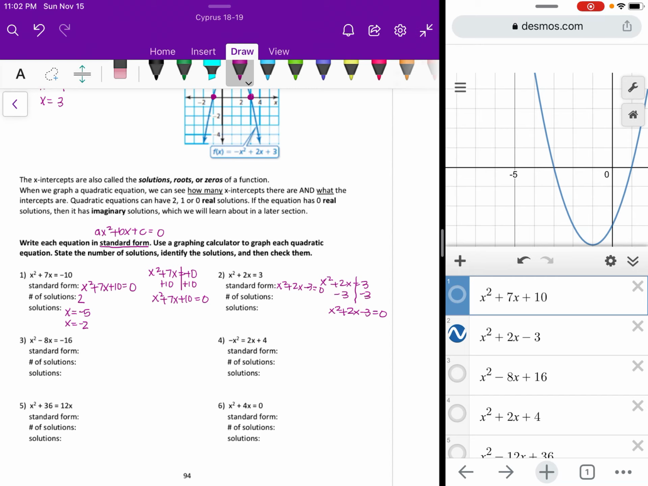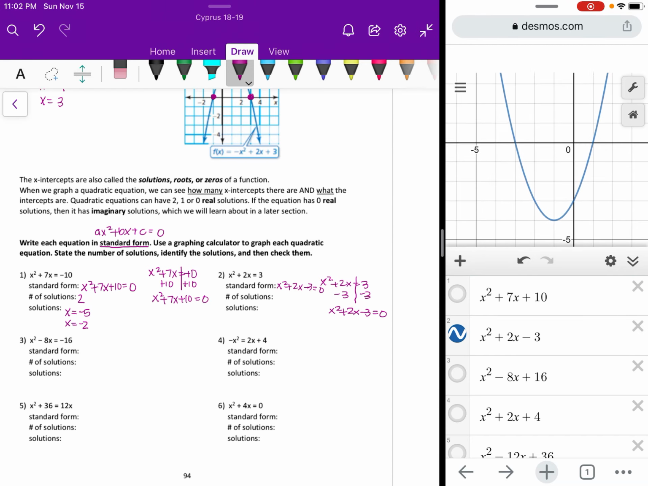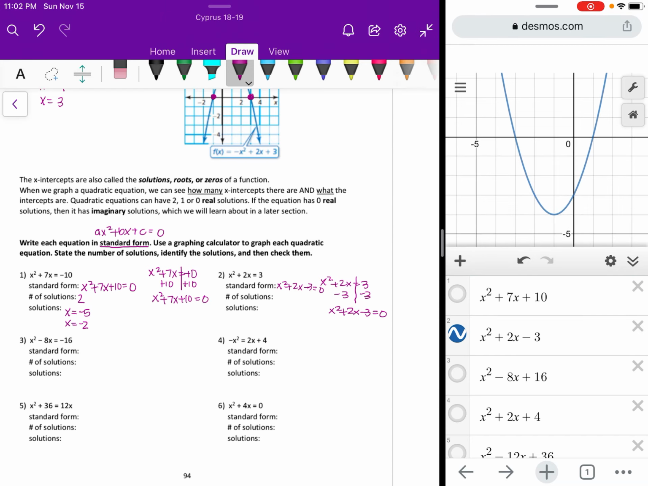I have that one pulled up next here on Desmos. x squared plus 2x minus 3. You don't have to type in equals 0 on Desmos. You only need to type in the expression on the opposite side of 0. So x squared plus 2x minus 3, that's the parabola that's graphed here. We can see again, it has 2 different x-intercepts, so there's 2 solutions. We click on those gray dots, and our solutions are x equals -3 and x equals 1.